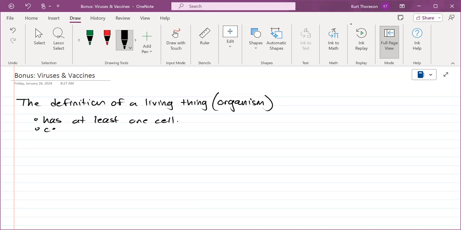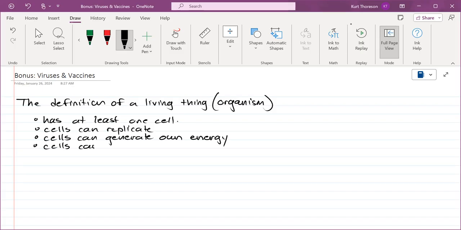These cells can replicate. Cells can generate their own energy. And the cells can grow. So obviously, if you don't have at least one cell, you can't make your own energy, can't grow, you can't replicate. So the key thing is you got to be made of cells.